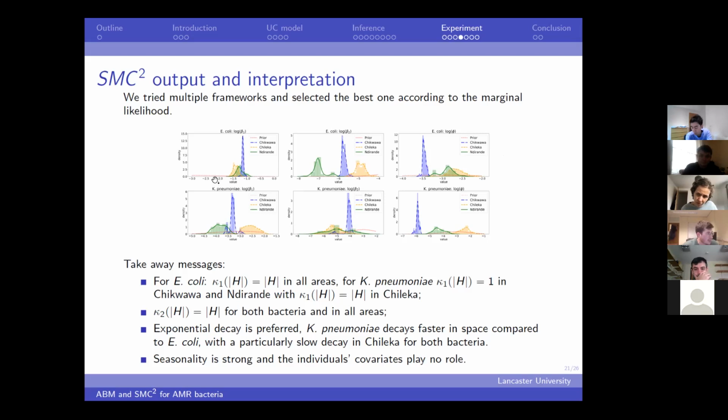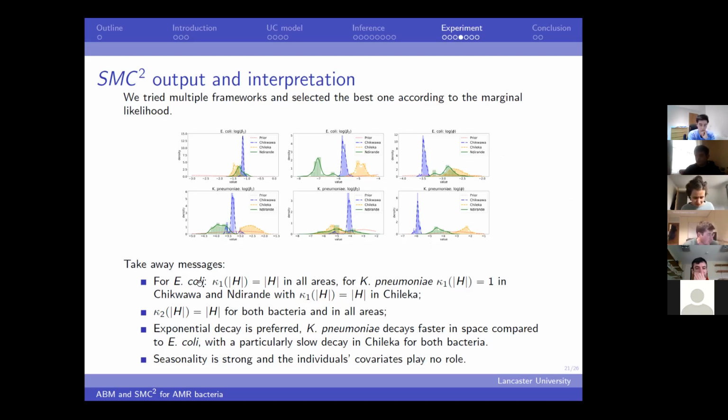And you can see that in E. coli, at least, we have a pretty good estimate with peaky posteriors, but in Klebsiella it was a bit more tricky, and indeed for Indirande and Cileca we have quite flat posteriors. But anyway, that's the best that we got so far. And the takeaway messages of the experiments are the following.